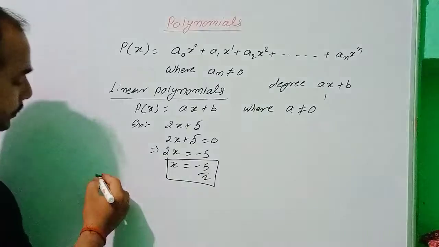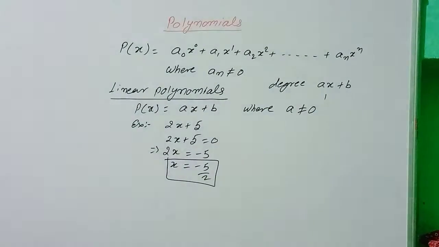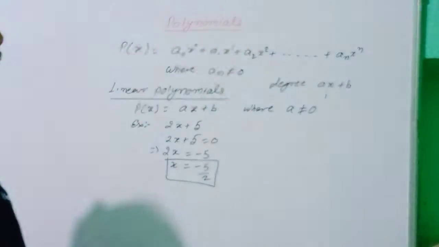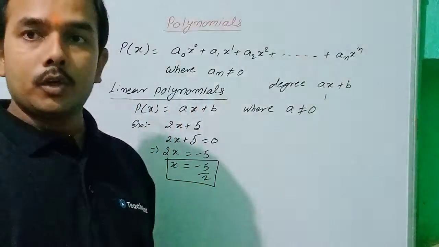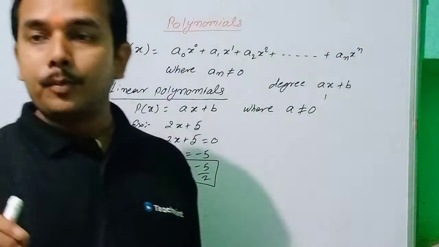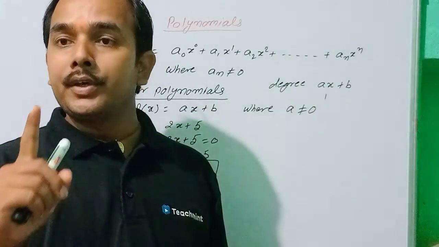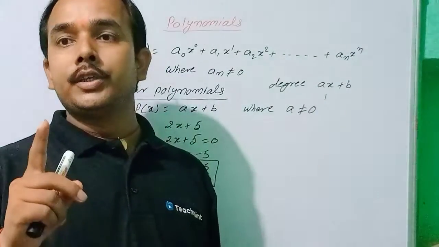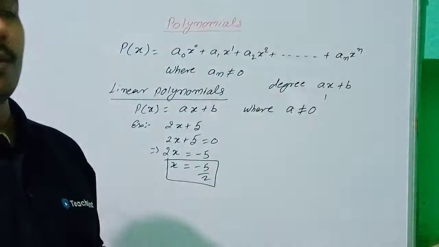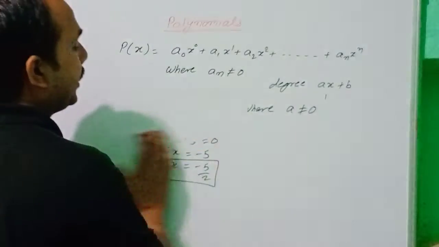Next, how to know linear polynomial? A polynomial algebraic expression in which their degree is 1. That polynomial is known as linear polynomials. So now we will discuss about quadratic polynomial.